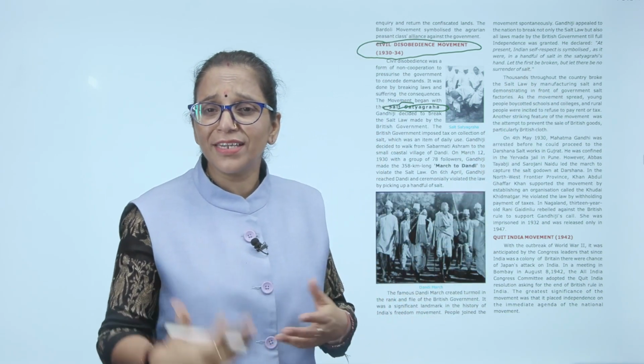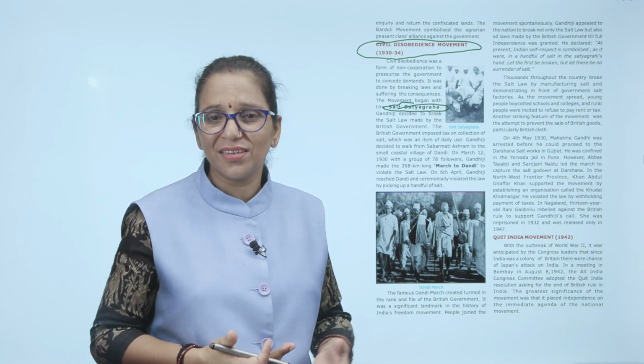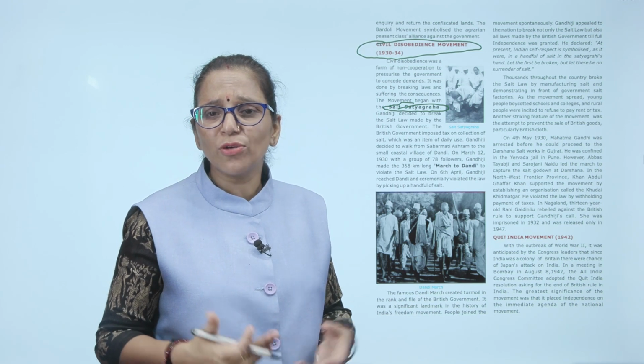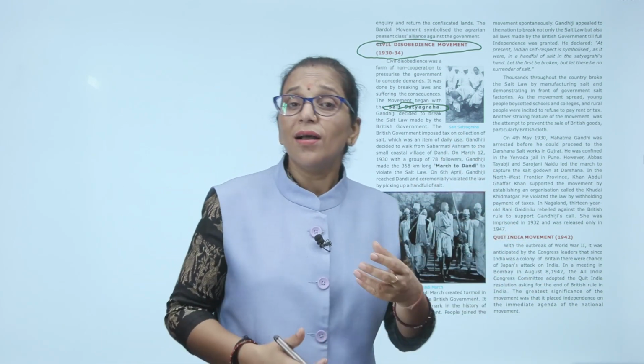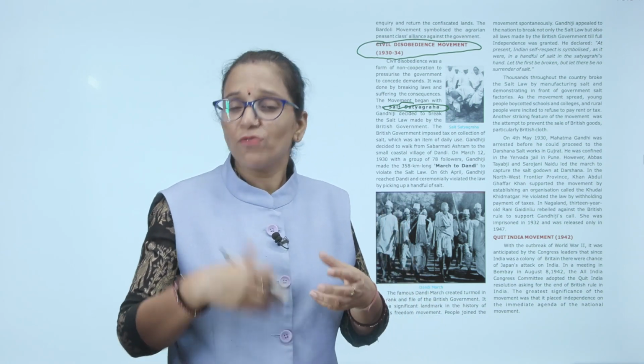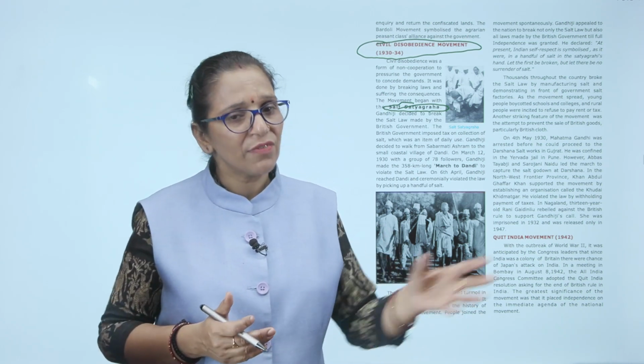People started to break the law, and boycott movements once again started. Students and teachers boycotted schools and British institutions. Rural people were incited to refuse to pay tax. Tribal communities refused to pay the forest tax. The chaukidari tax was abolished. It means people started to break different laws in different areas.